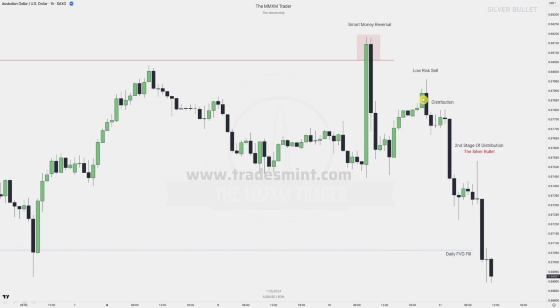So our draw on liquidity gets better every time they engineer liquidity on the sell side. Price trades back up into OTE levels or the premium level of this range, creating that low risk sell, forming another distribution phase, dropping lower, and then the silver bullet is the second stage of distribution and it forms over here.